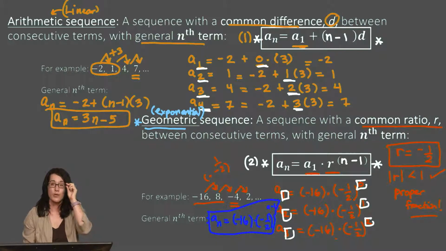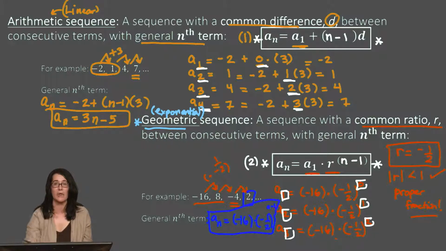Again, always check to make sure that your formula works. Does it truly describe these terms? You could plug in any number, for example, the fourth term. That fourth term should produce an output of 2 for my term, right? So when n is 4, what would that mean? Well, I would replace n with 4 in my exponent, and 4 minus 1 is 3.